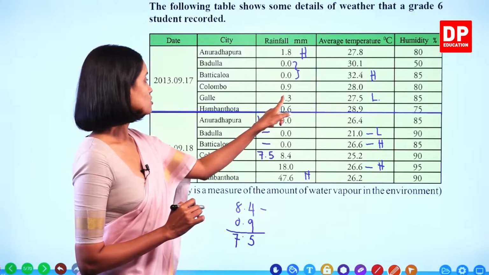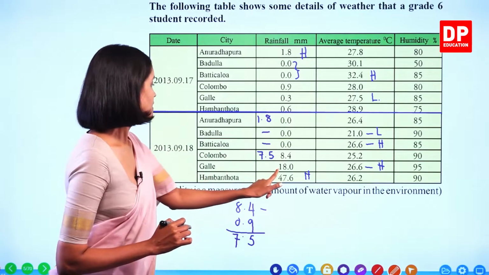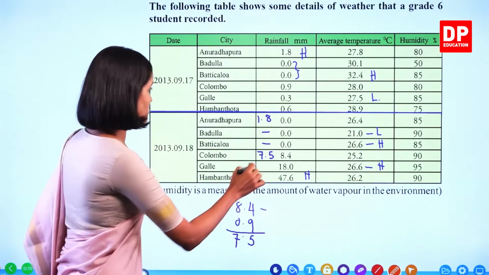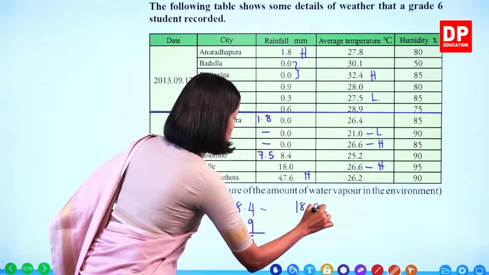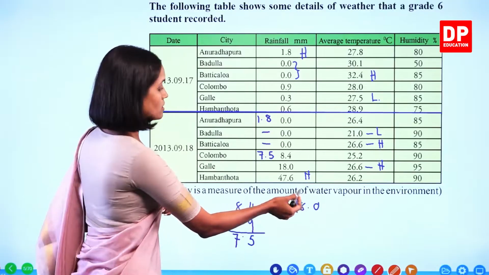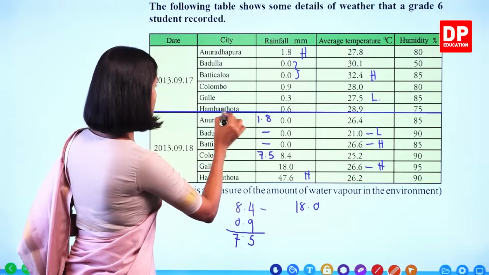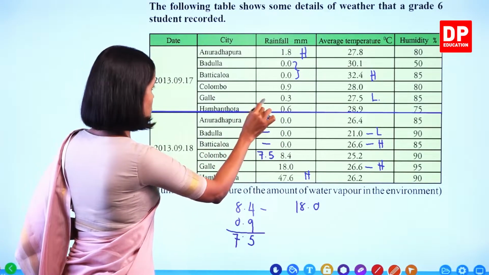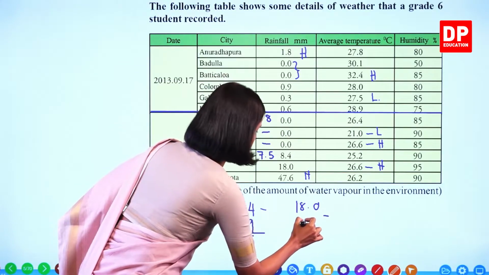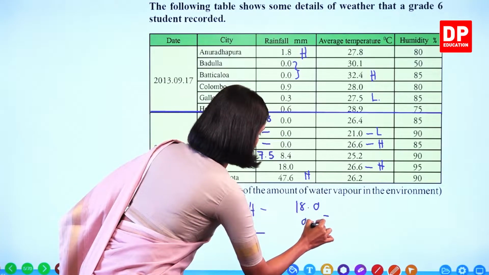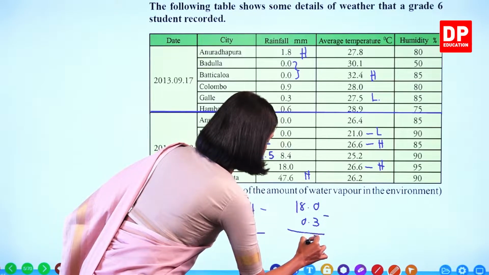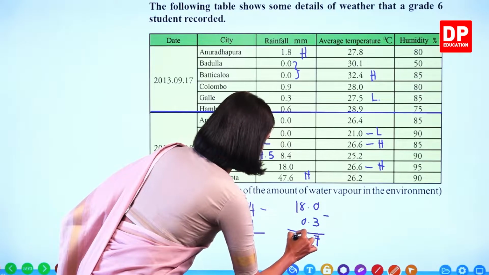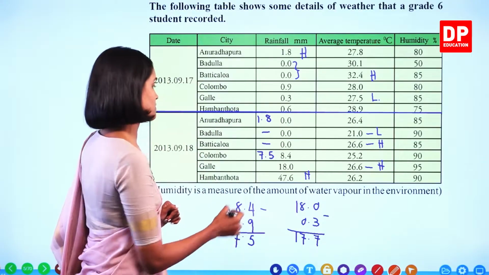Galle, 0.3 here, 18.0 here. So from the large number, we have to subtract. So 18.0 minus, here Galle, 0.3. 10 minus 3, 7. Here 7. 17.7.